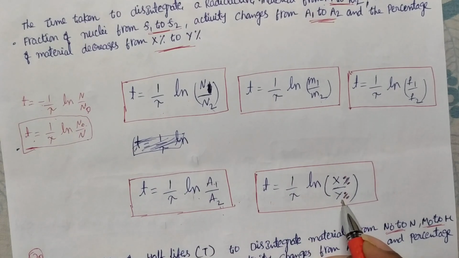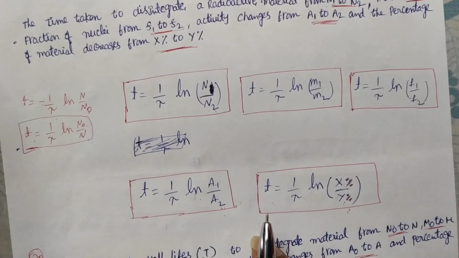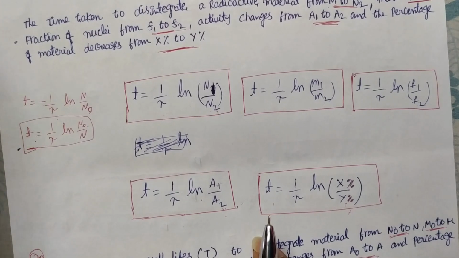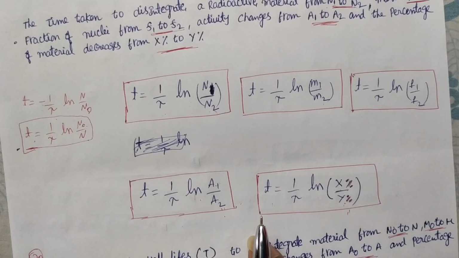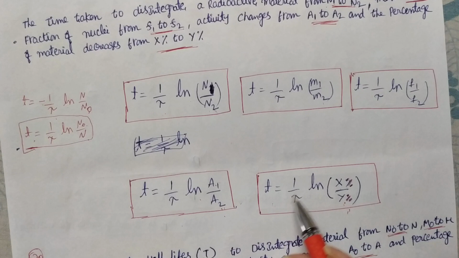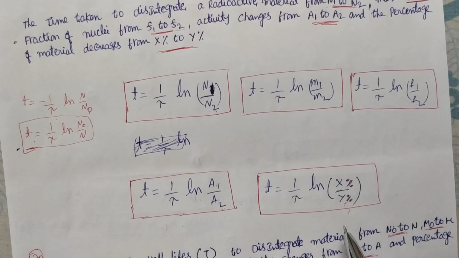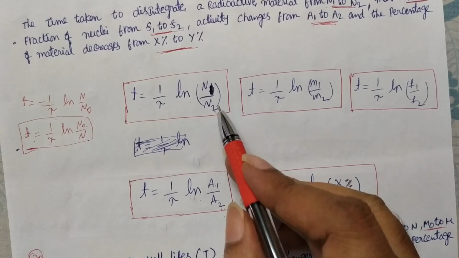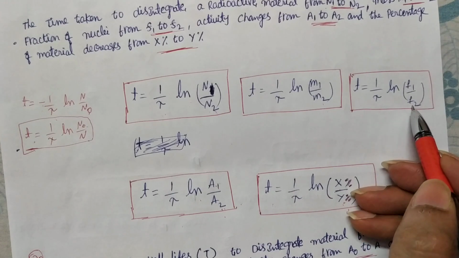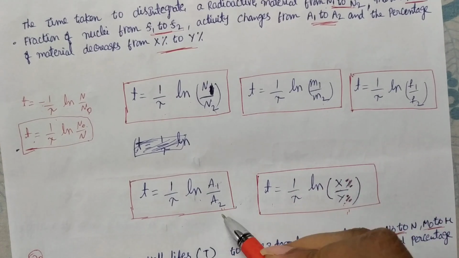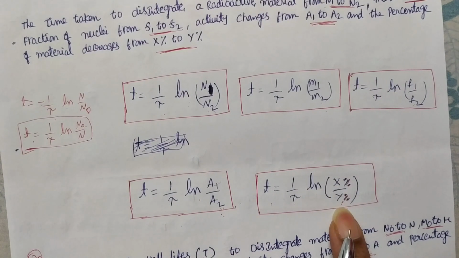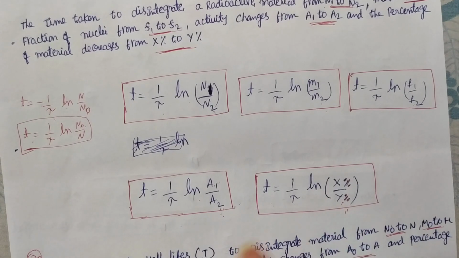In some cases they give that initially X percent of the material is there, and now Y percent of nucleons are there. If they ask how much time it takes to disintegrate from X percent to Y percent, then t is equal to 1 by lambda log X percent by Y percent. All are the same: initial number of nuclei by final number of nuclei, initial mass by final mass, initial fraction by final fraction, initial activity by final activity, initial percentage by final percentage. A similar formula applies.